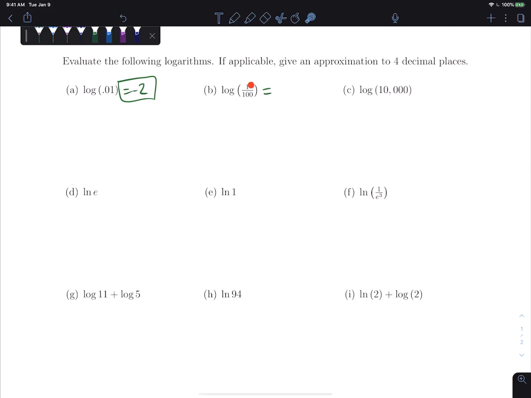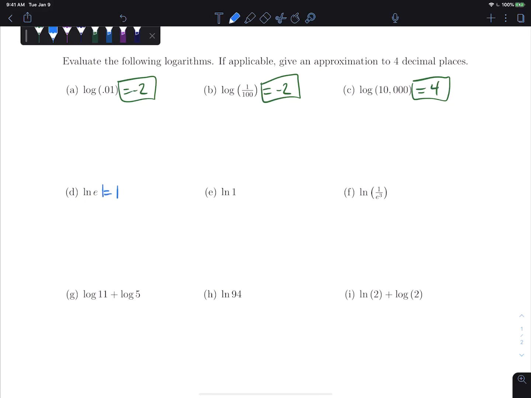Base 10 to the what power gives us 1 over 100? That gives us also -2. So log of 0.01 equals -2, and log of 1 over 100 equals -2. Over here, log of 10,000. Notice that it's basically just the number of zeros that we have here, so that's going to be 4. And it's actually the same thing over here. The number of decimal places I have is 2, so that's a negative 2 because it moves to the left.